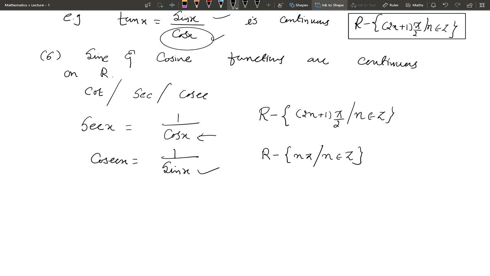So of all 6 trigonometric functions, sine and cos both are continuous on R. Tan, cot, sec and cosec are continuous on, important word is on, its domain.